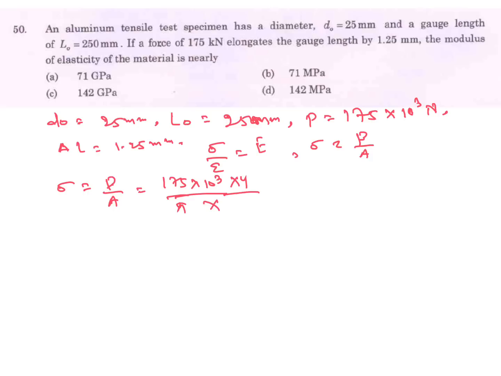25 into 25, 625, 25 into 25 square. It's 7, then 25 into 40,000. So you will get 7 into 40 into 4 by pi.